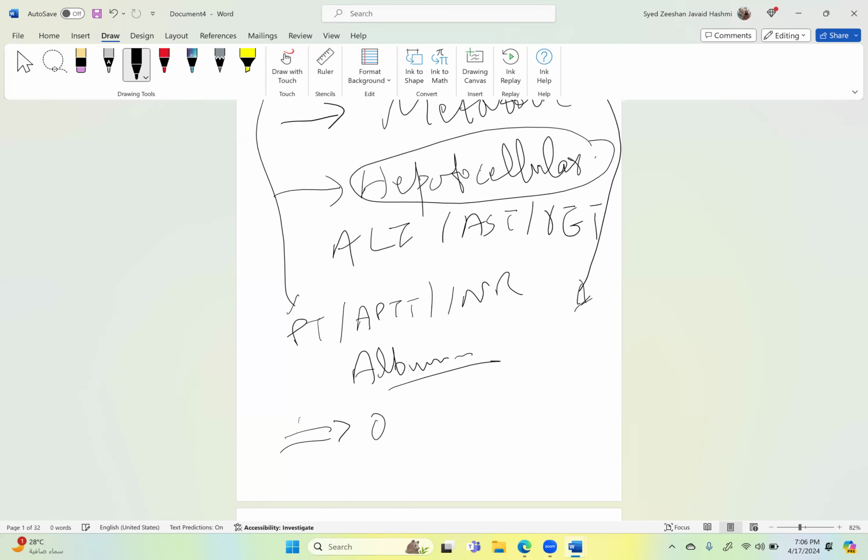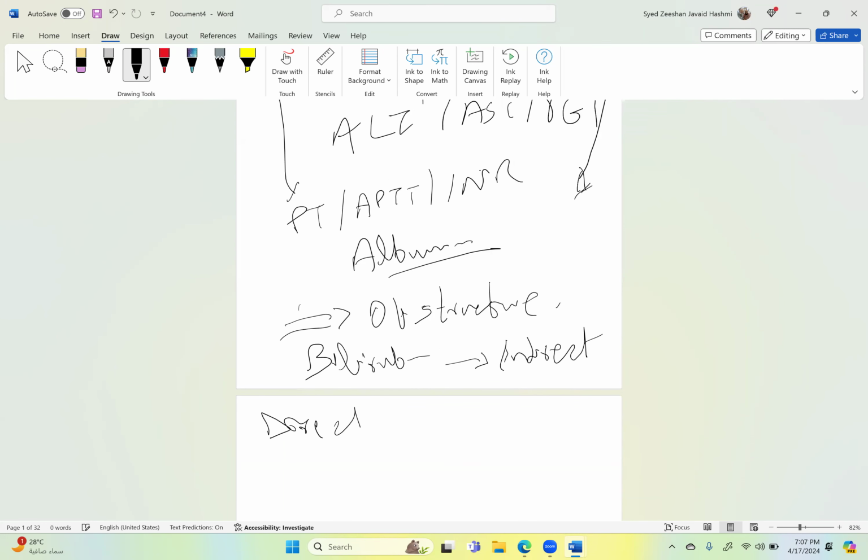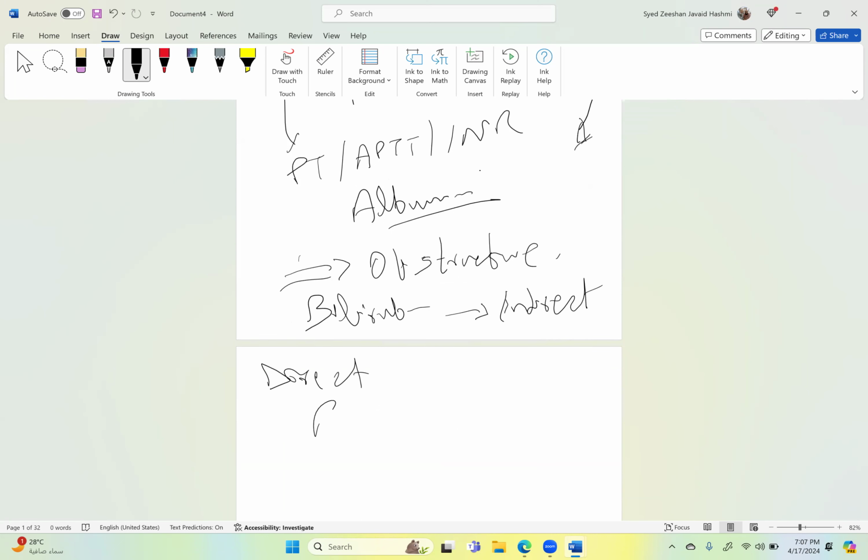Then there are some problems with reference to obstruction, whenever there is bilirubin raised, whether it is indirect or direct. If there is any obstruction in the biliary tree, then it will be in the form of obstructive jaundice, and alkaline phosphatase will also be raised.